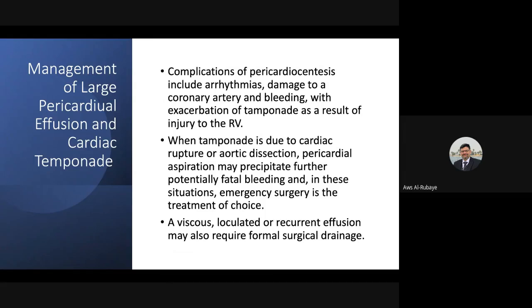When tamponade is due to cardiac rupture or aortic dissection, the pericardial aspiration may precipitate further potentially fatal bleeding, and in this situation emergency surgery is the treatment of choice.